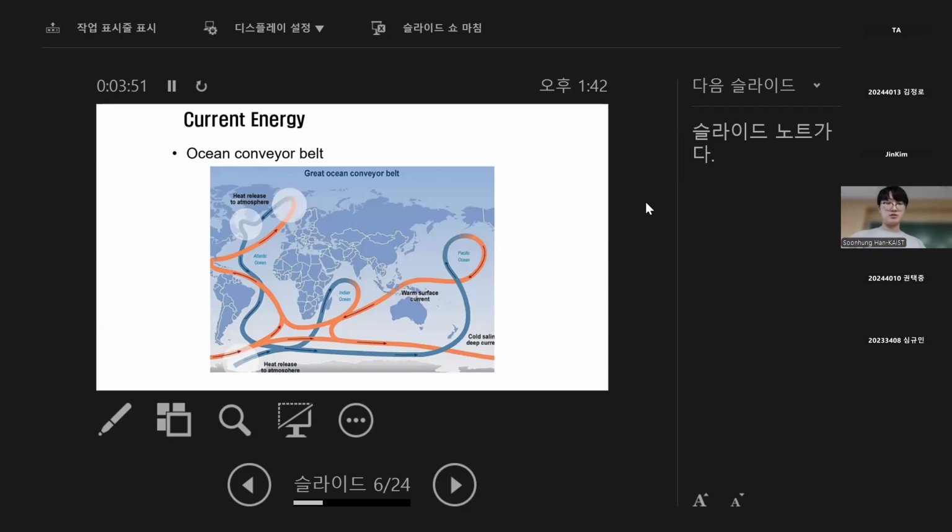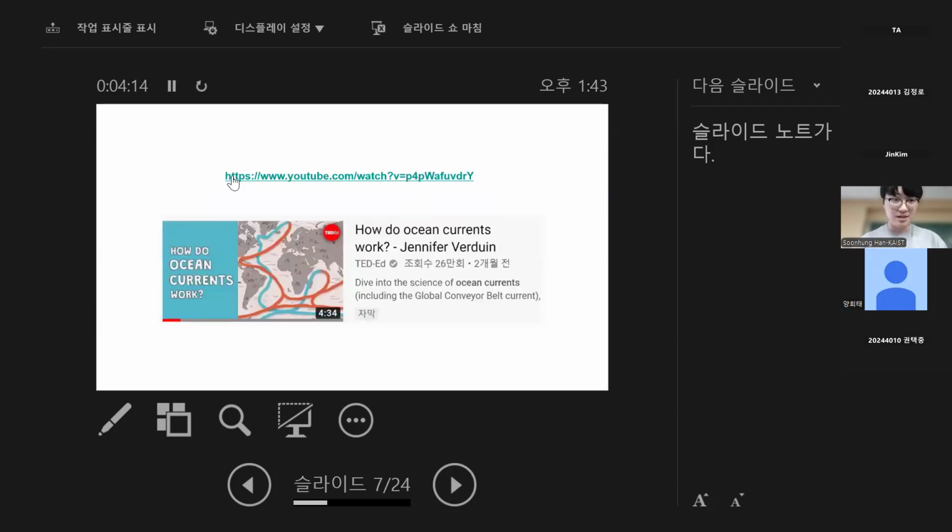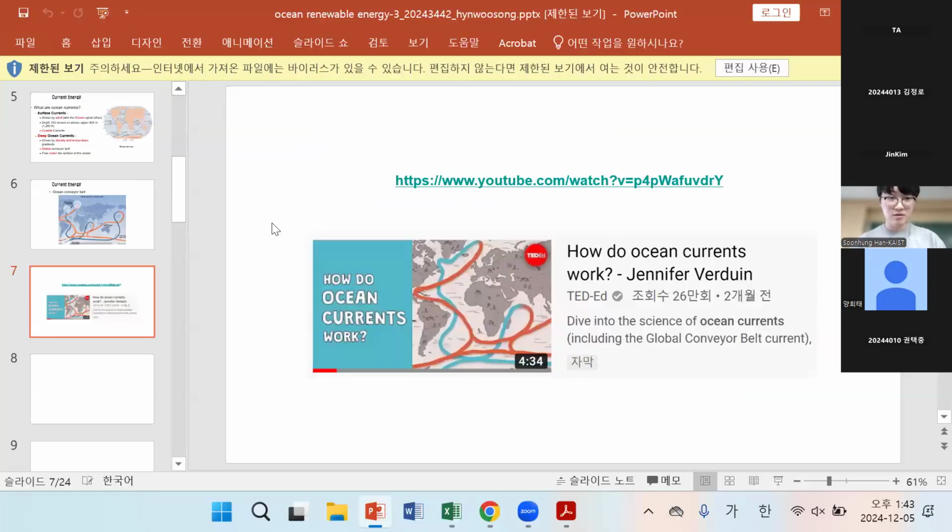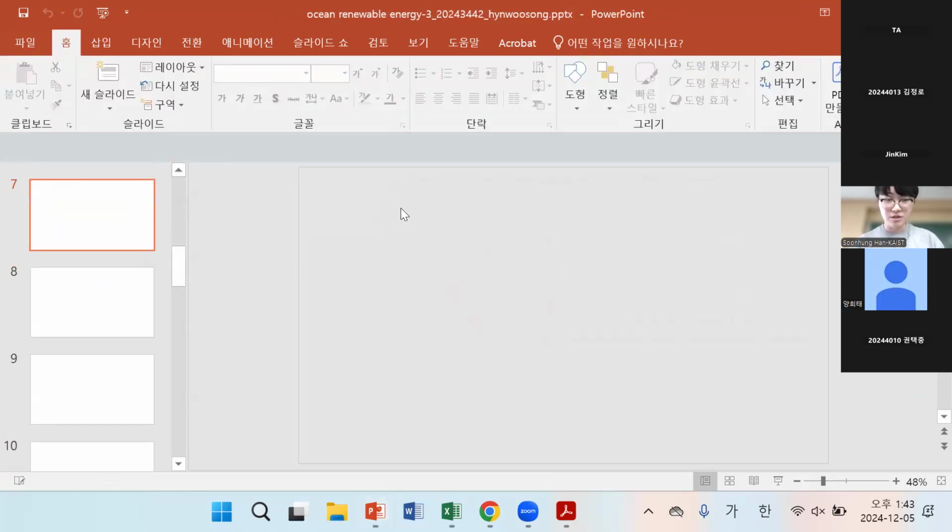The conveyor belt can redistribute heat in the Earth from the low latitudes. Sorry. Let's see the details about the ocean current.